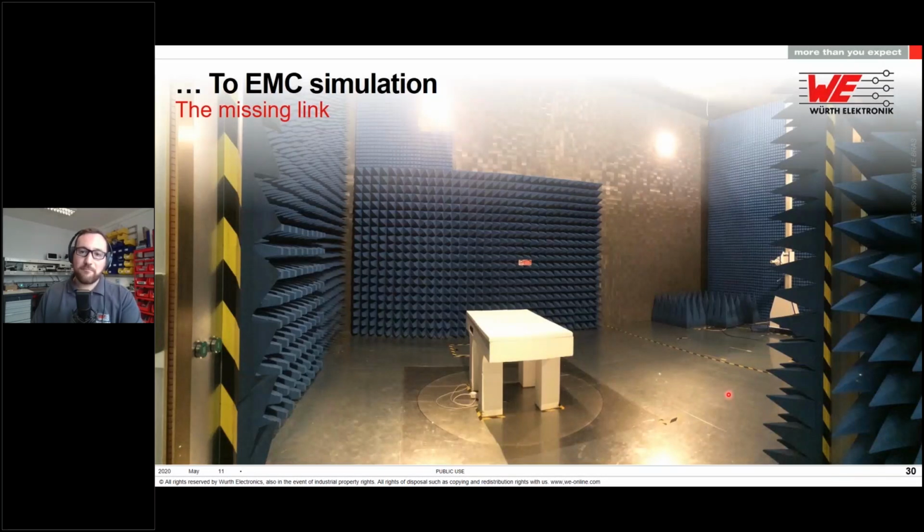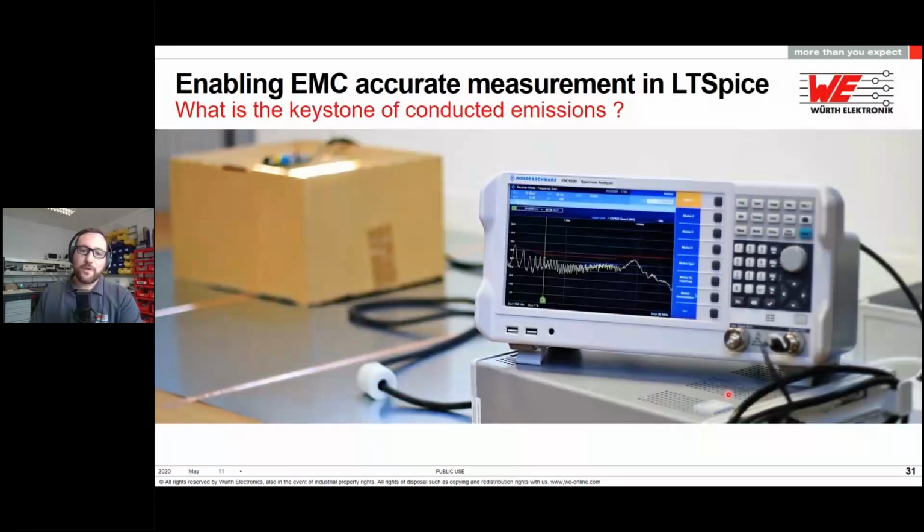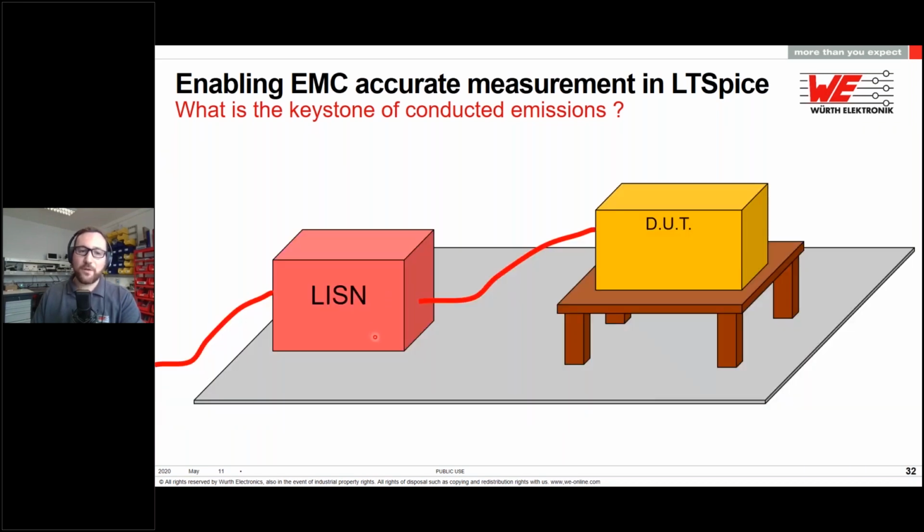So I asked this question: what is the missing link between functional simulation and EMC simulation, or between simulation and EMC measurement? Most of the time when you get to the EMC lab, you stare at this thing, which is a spectrum analyzer or an EMI receiver, and you stare at your device and the test. But you forget that this is sitting on a small device, which is, depending on the situation, called a LISN or an AMN. LISN stands for Line Impedance Stabilization Network.